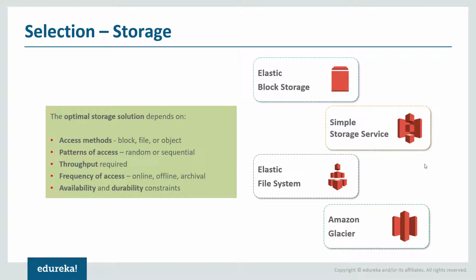Based on the type of access, based on the frequency of access, maybe you want to access every 6 years, okay, go ahead and use Glacier. But if you want frequent access, and a process has to access, then go with EBS. But if someone has to download a file frequently, okay, go ahead and use Simple Storage Service. Based on the availability, durability, and throughput, you can make a decision.